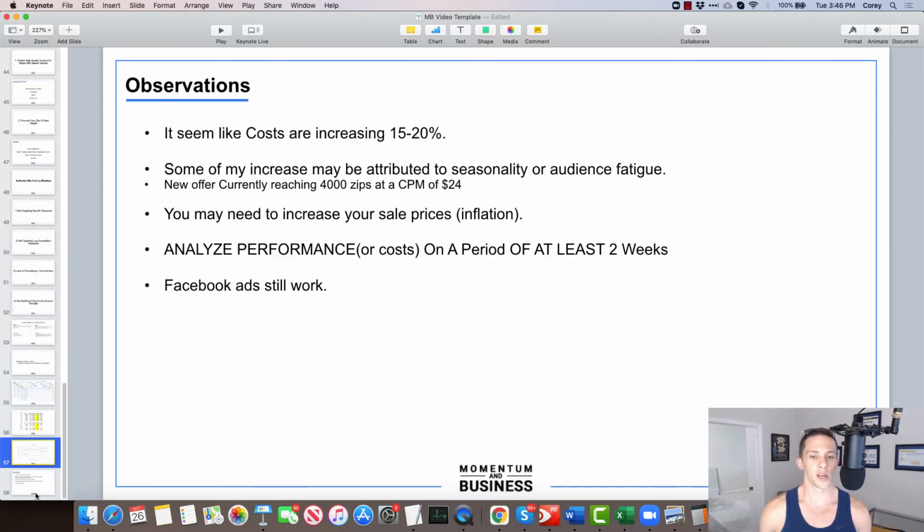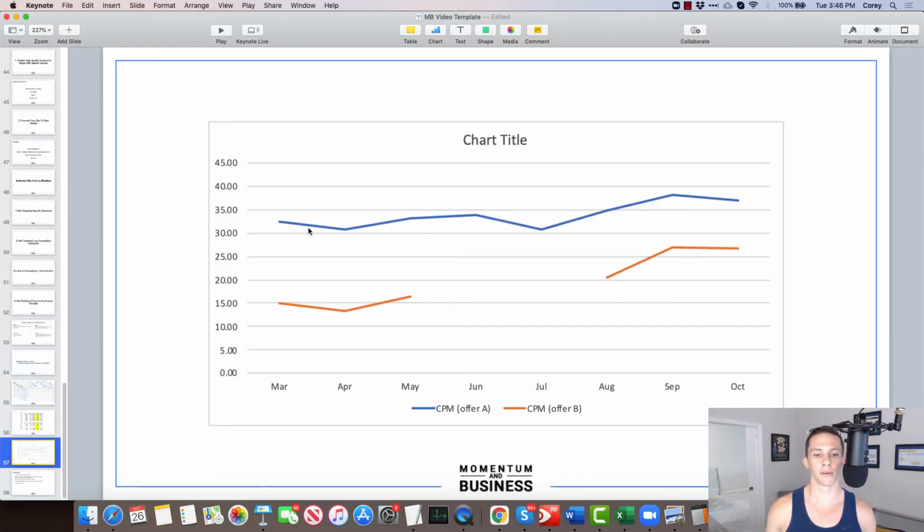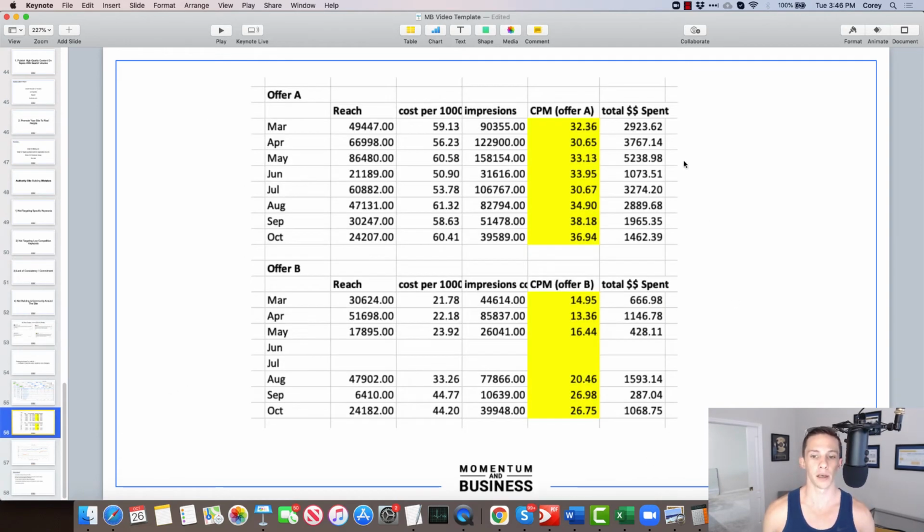What other kind of observations can we make? Well, it seems like costs are increasing 15 to 20%. And I say that because I feel like offer A is more of a resilient type of measure, because we've been running this one for at least a year, right? So we don't have any of this honeymoon introductory phase where it's just like everybody wants it. Our CPMs are lower, and we're also spending a lot more money. You can see the numbers. We're spending a lot more money here with offer A than we were with offer B.